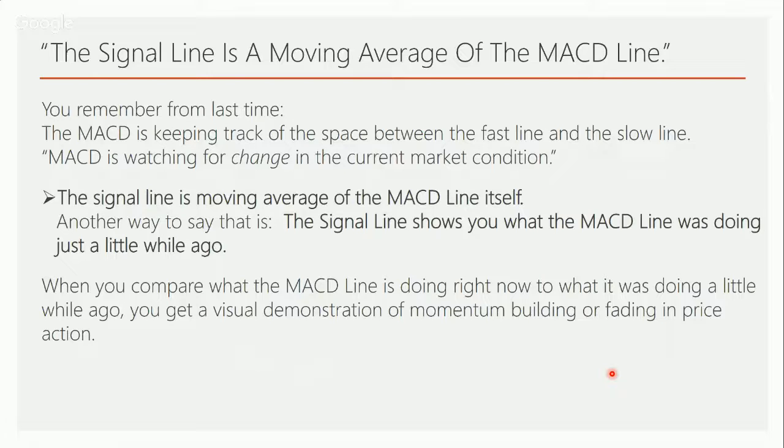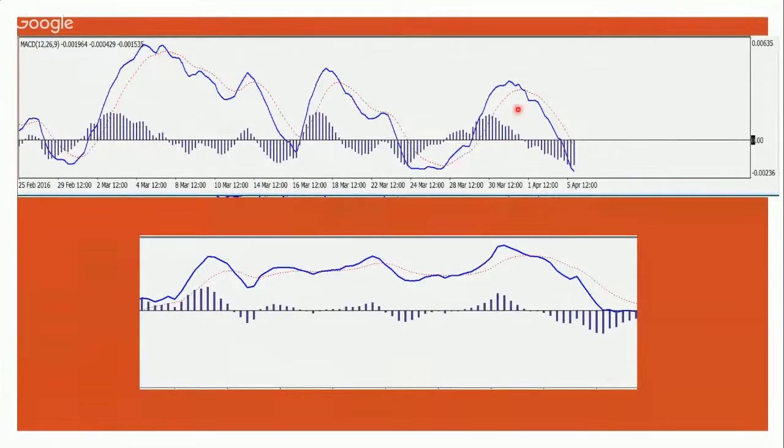So another way to say that is the signal line shows you what the MACD line was doing just a little while ago. So when you compare that signal line to the MACD line and what that's doing right now, then you get a visual demonstration of momentum building or fading in price action. Okay, so I'll show you exactly right now how that's going to work.